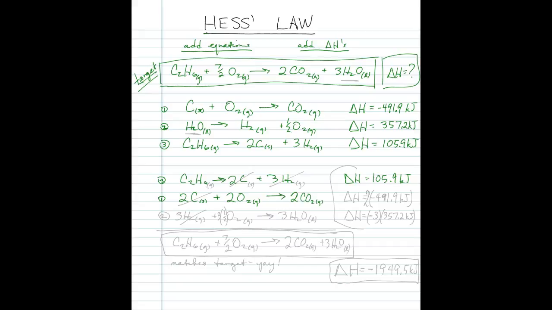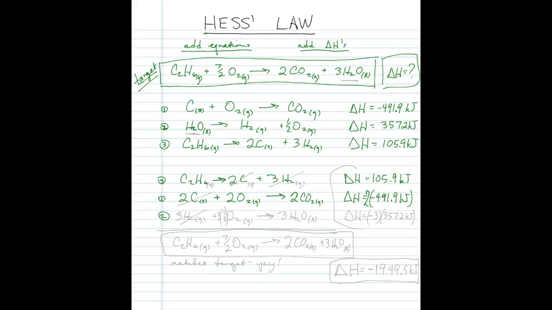And since I'm making twice as much of it, I'm going to get out twice as much energy. So I have to double the negative 491.9 kilojoules. I'm going to have to multiply that by a big 2, so that I show that I have doubled the equation. Okay, so we figured out what to do with equation 3: just not change it at all. We figured out what to do with equation 1: multiply it by 2. What about equation 2?